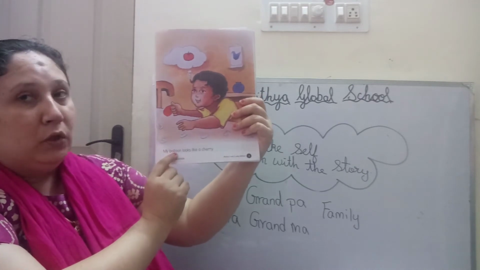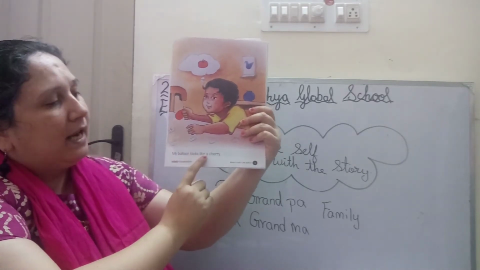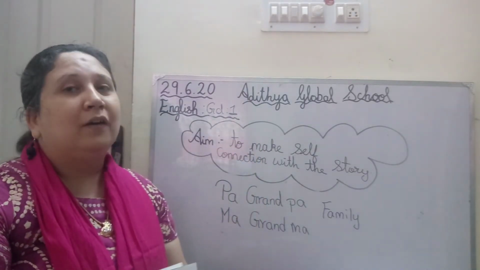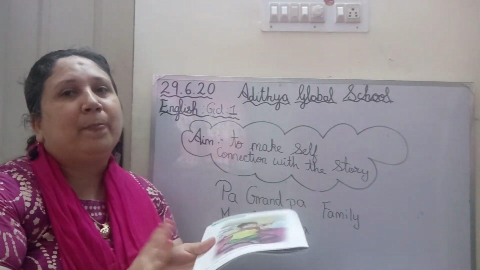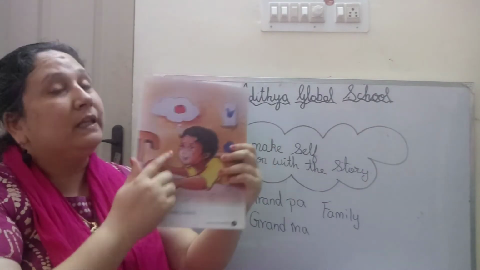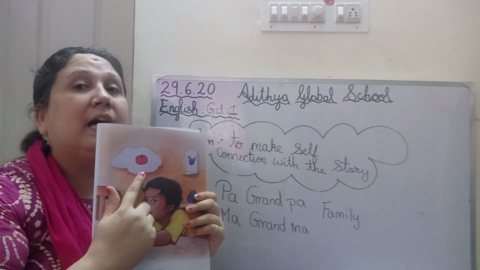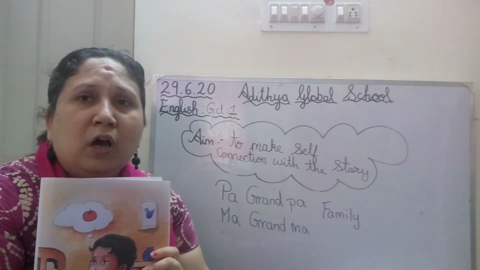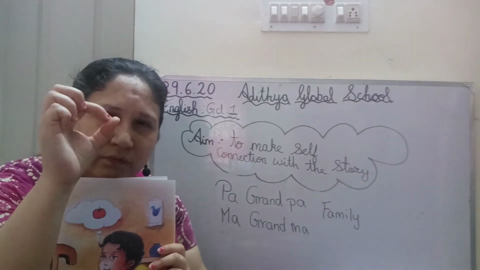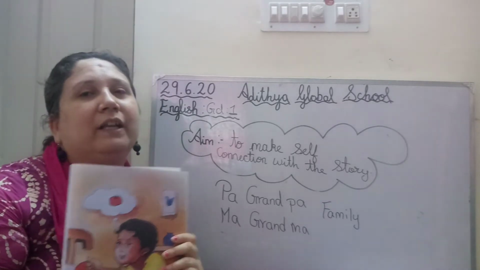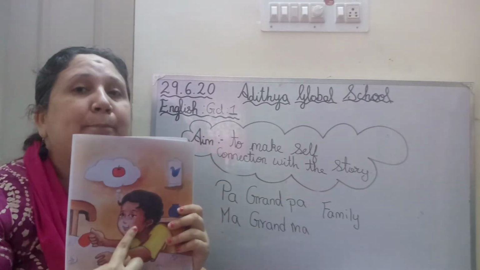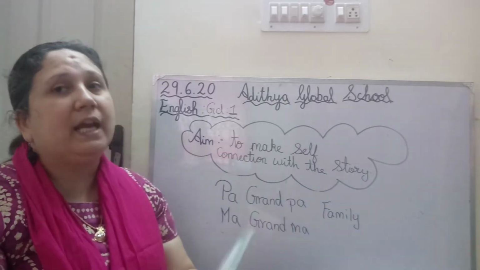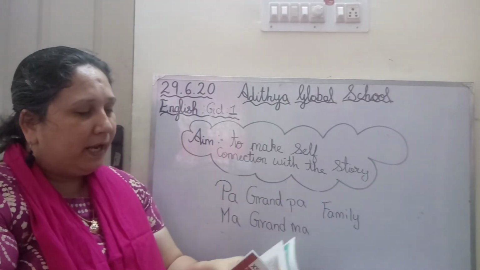My balloon looks like a cherry. So what is a cherry? A fruit. Great, super. So what happens? This boy says that his balloon looks like a cherry. Do you know how small a cherry looks? So small, yes. So when he blew the balloon, it looked like a cherry. Turn to your next page.